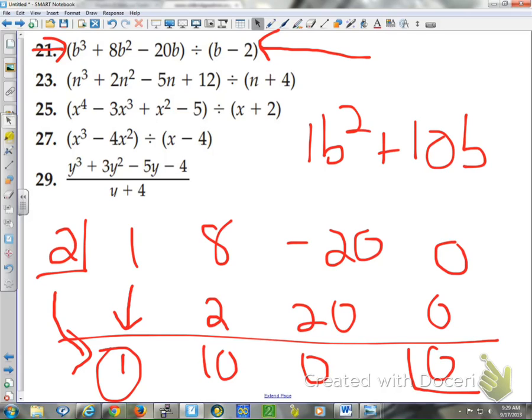This is confusing. I get that, because you're looking at it and you're thinking, how does this have anything to do with division? But some genius a long time ago discovered that this method could really just speed up the division process. It's kind of cool how it works like that.